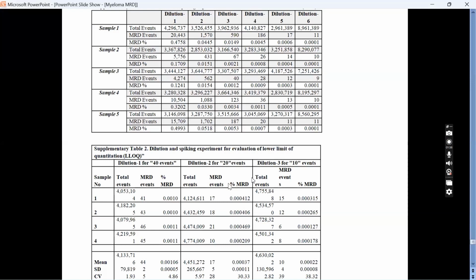Don't worry, people who don't understand, just ignore it. It's very tough. Since it was requested, I just told you. At least theoretically, you should know what LOB, LOD, and LLOQ are. So don't take it badly, it's a bit complicated. That's why I didn't touch it, but since it was asked, I took it.